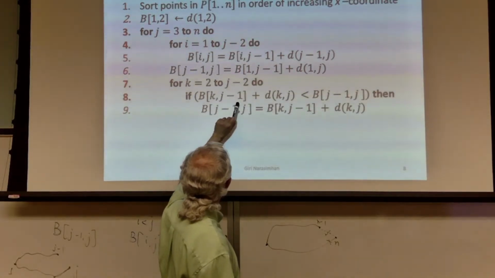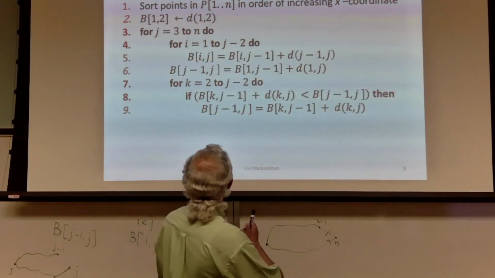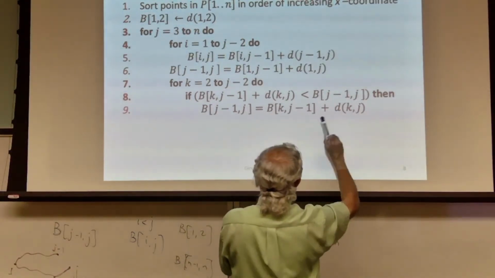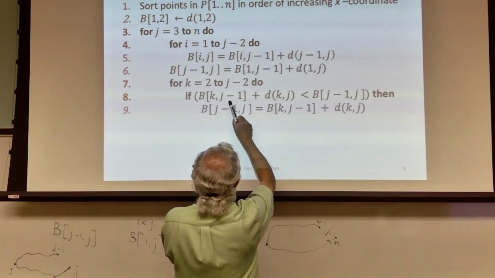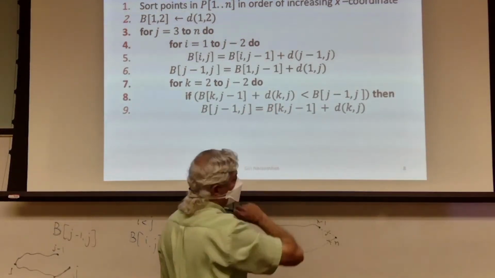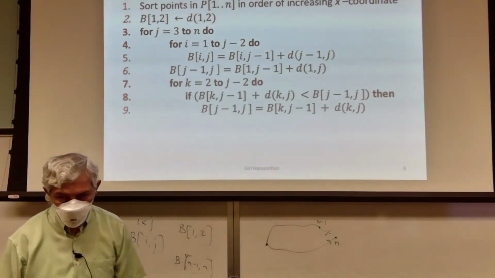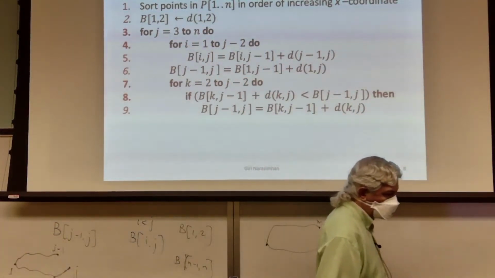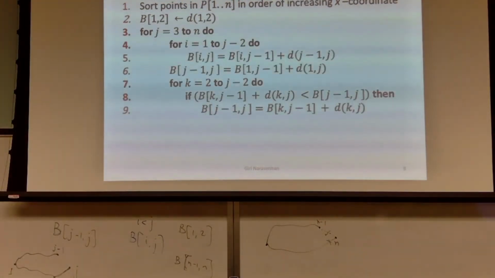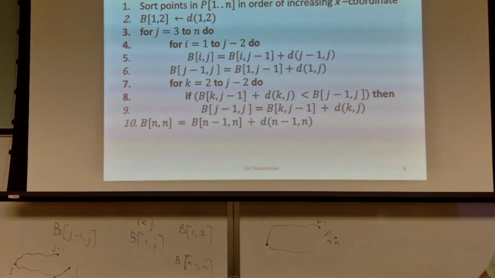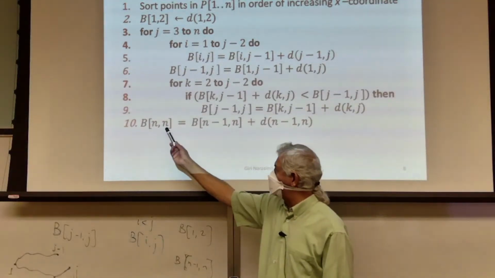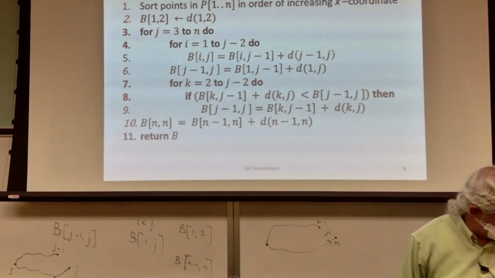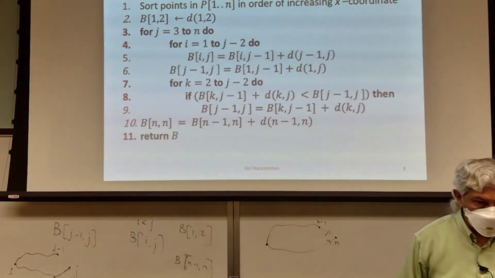So you're going to have b of k, j minus 1. So you're saying b of j minus 1, j is b of k, j minus 1 plus d of k, j, but you only do that if it's better than what you've seen so far, right? And so you're simply looping through all possible values of k, and at the end, you report b of n comma n, which is adding that last edge from n minus 1 to n. And that's it.